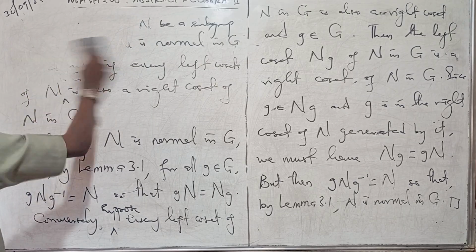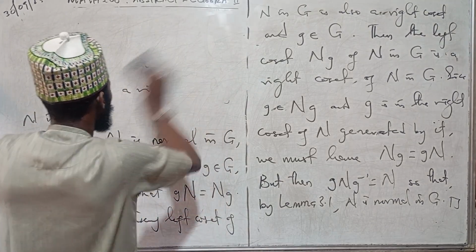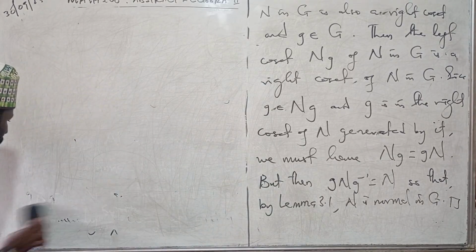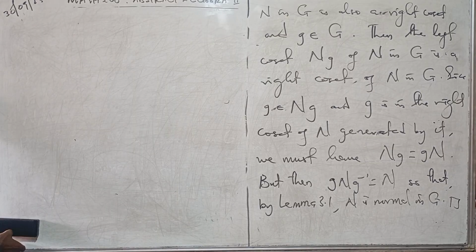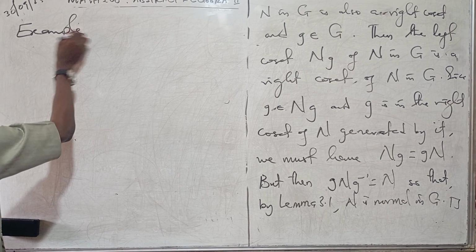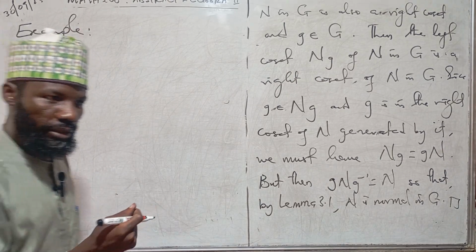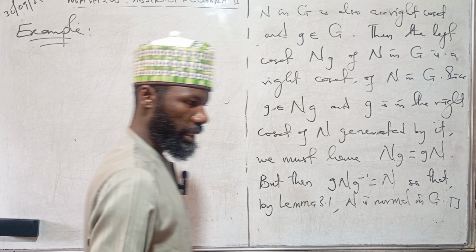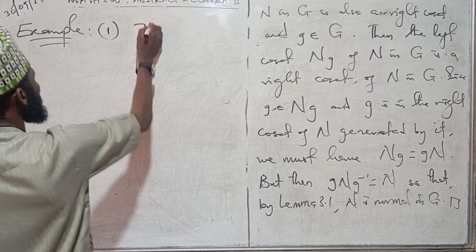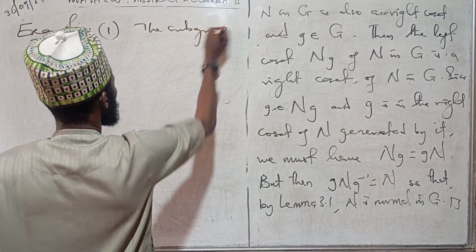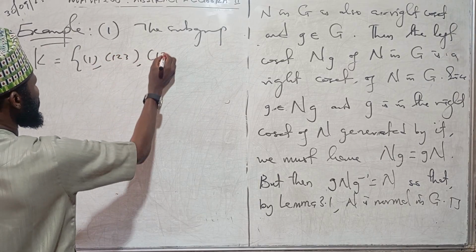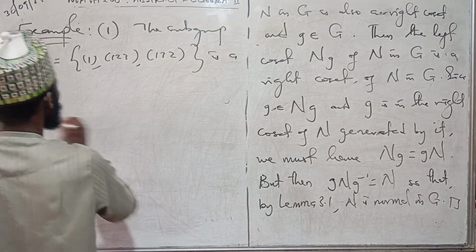Well, so let us make some progress. So, example. One example is already before us, because we have seen that the subgroup K, which was {1, (1 2 3), (1 3 2)}, is a normal subgroup.